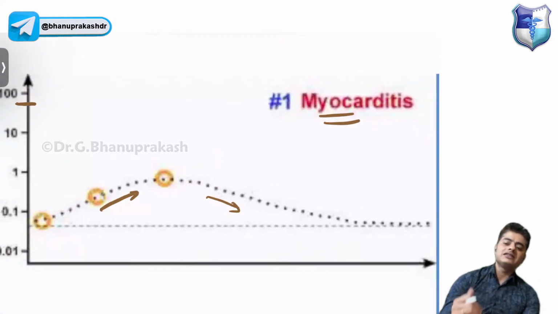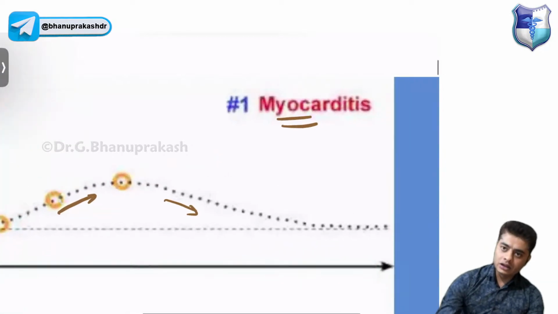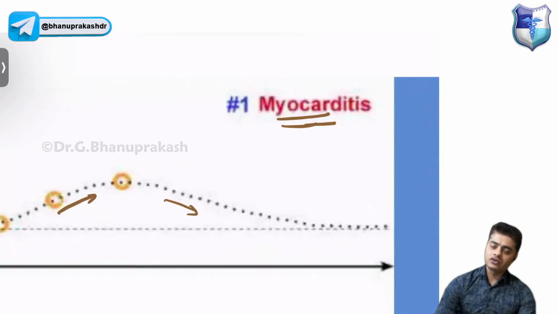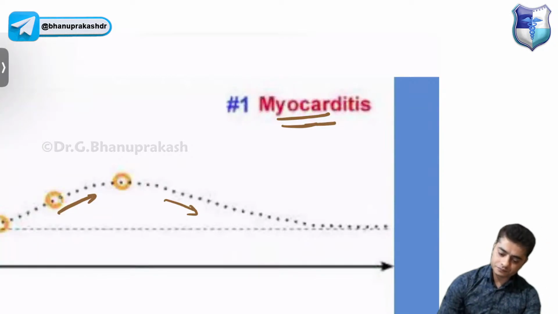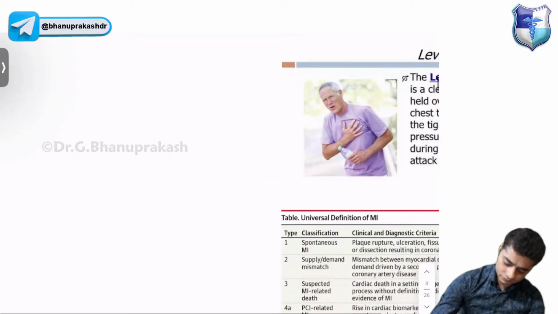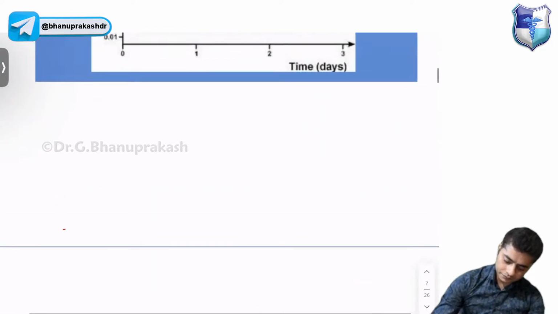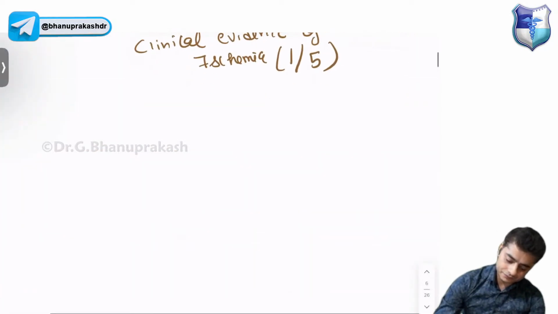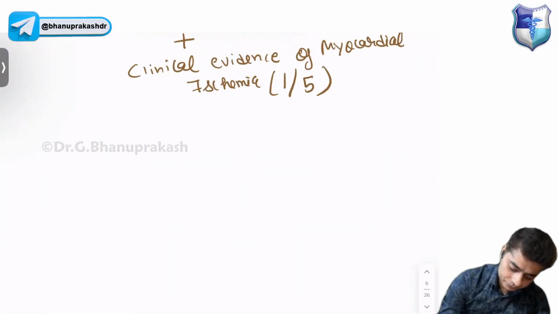But due to the acute rise and fall of the biomarker, we are labeling it myocarditis because there is some injury in the myocardium. Okay. Now we will see what the clinical evidences are.